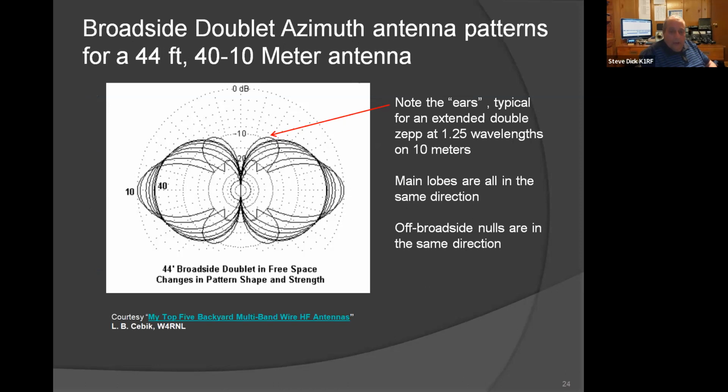So these are the antenna patterns for the broadside doublet. You can see that from 40 meters to 10 meters, there are ears that develop, typical for an extended double Zepp at 1.25 wavelengths on 10 meters. But note that the main lobes are all in the same direction, and the off broadside is also in the same direction.